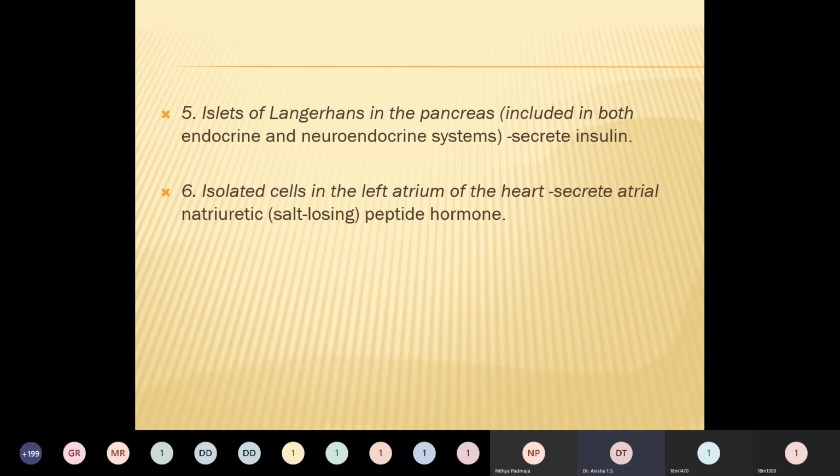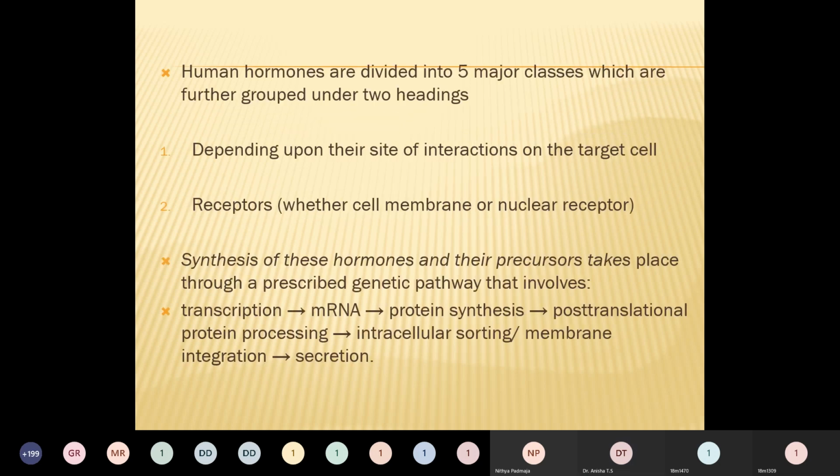Why neuroendocrine system? Because it needs a stimulus from the nervous system. There will be some stimulus from the nervous system for this endocrine organ to act. Okay, and there are some special cells in the heart, in the left atrium, and they secrete atrial natriuretic peptide. These are salt-losing hormones, and that also belongs to the neuroendocrine system.